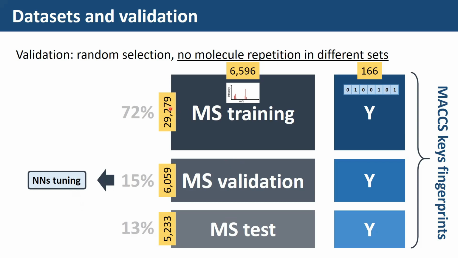We divided our spectra randomly into the three sets with these proportions, but we kept all the spectra associated with the same molecule in the same set. So we do not have mass spectra associated with the same chemical in different sets. This was done in order to avoid over-optimistic results in terms of validation capability. So this was the situation.